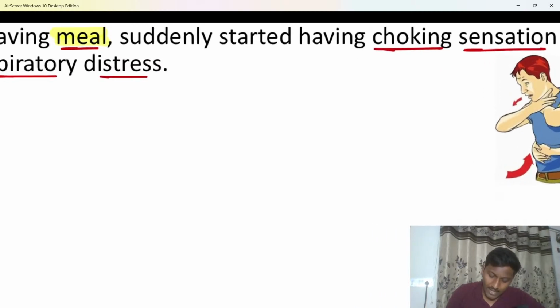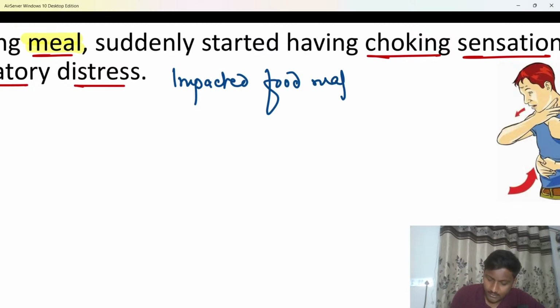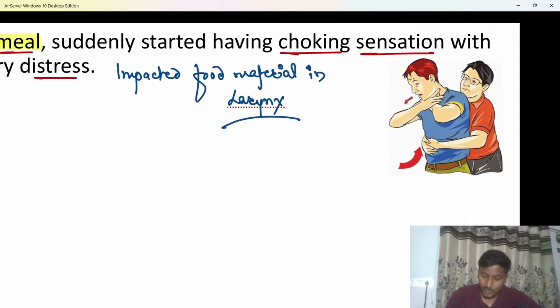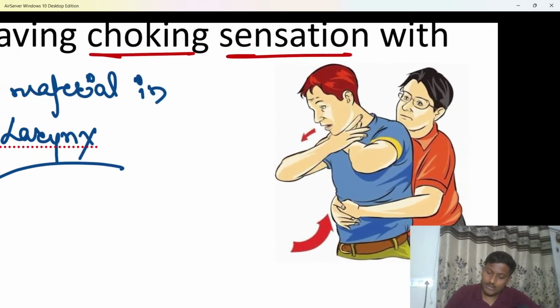Okay? So what happened here? By mistake, food went into the larynx. So can I say the cause in this condition is nothing else but impacted food material in the larynx? What is the treatment if there is impacted food material in the larynx and the patient presents to us in the emergency? You have to perform a maneuver, beta, so that the food material present inside the larynx is thrown out. Okay? How will that happen? With this maneuver.